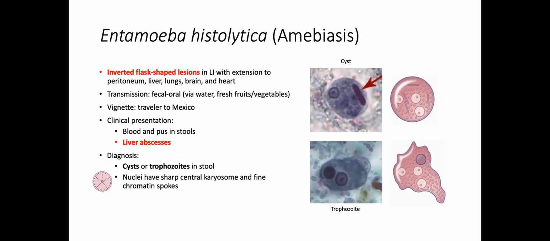Amoebiasis has inverted flask-shaped lesions, and transmission is fecal-oral. What's scary about this is that it can travel to the liver, lungs, brain, and heart. The vignette usually talks about a traveler from Mexico. Our clinical presentation is going to have blood and pus in the stool and, ding, ding, ding, liver abscesses. We diagnose this by cysts and trophozoites in the stool, and you can see them right here.